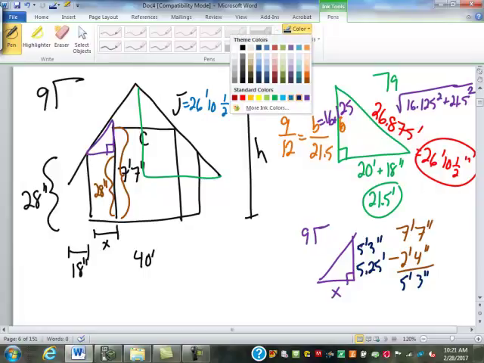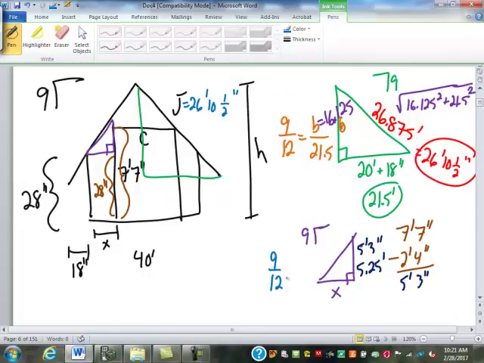So we then have 9 over 12 equals 5.25 over X. Cross multiplication, 12 times 5.25 is 63. Divided by 9 is 7. X is 7 feet. Which means C is 26 feet. Good. It's 40 minus 7 minus 7.